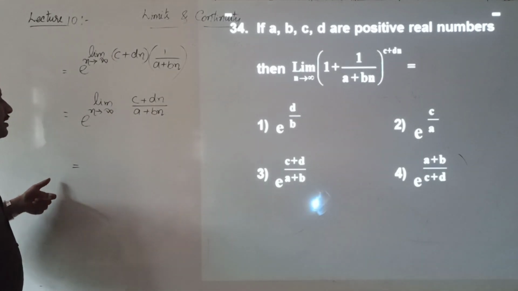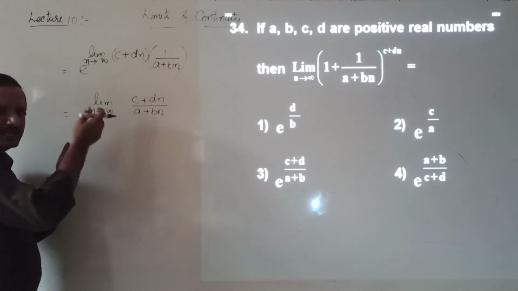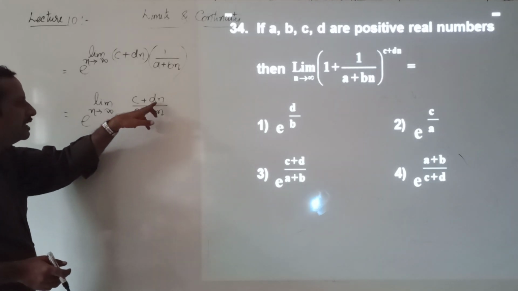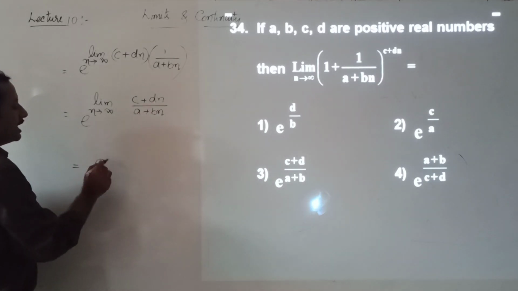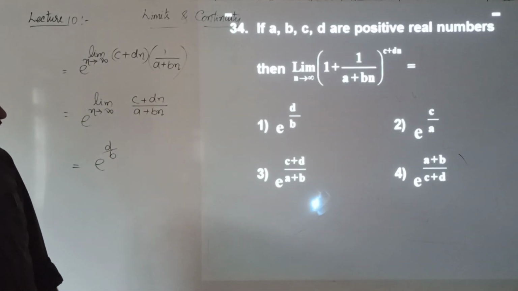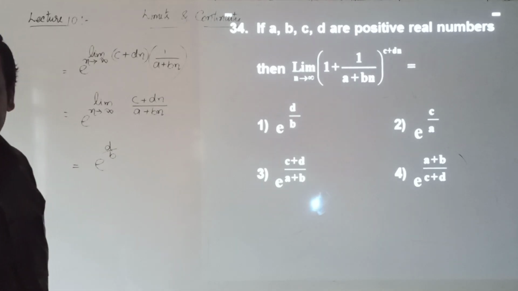Hence, the answer is the coefficient of the highest power of n, because n is the variable, divided by the coefficient of the highest power of n, which here is d, and here is b. So the answer is e to the power d by b, which is the first option.